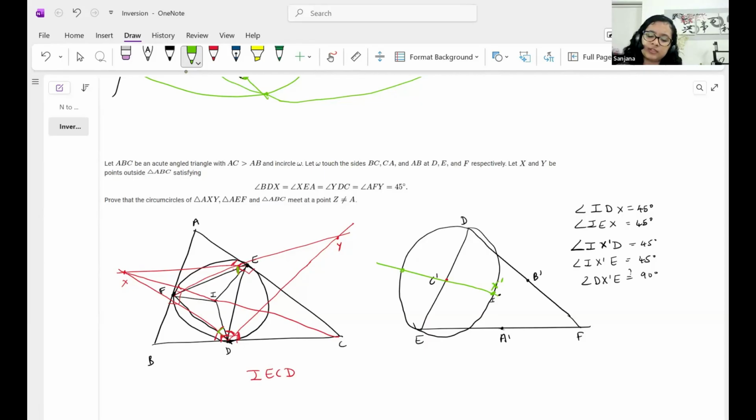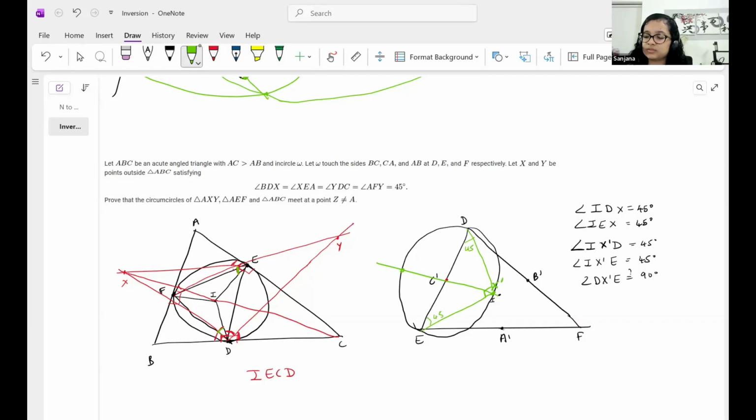Is this fine with everyone? Yes, sir. Similarly, we can find Y' as well. So basically, X' is the point such that it lies on the circle with diameter DE, and also lies on the perpendicular bisector of DE. So this is 45, this is 45, and this is 90. And similarly, you can find Y', and then it becomes a much simpler problem.